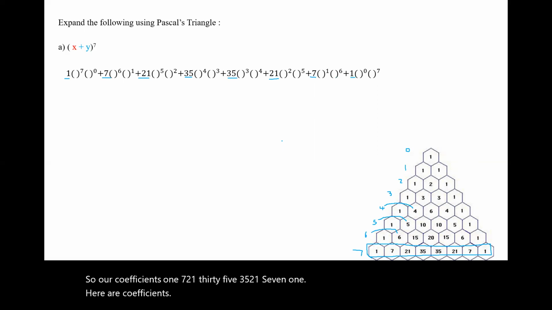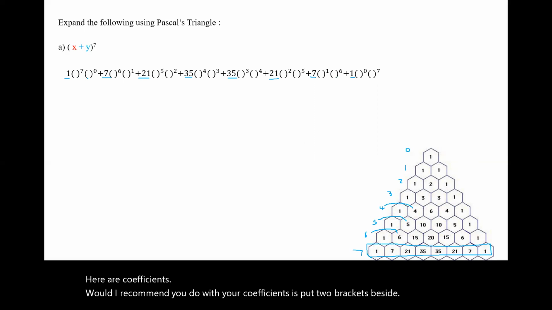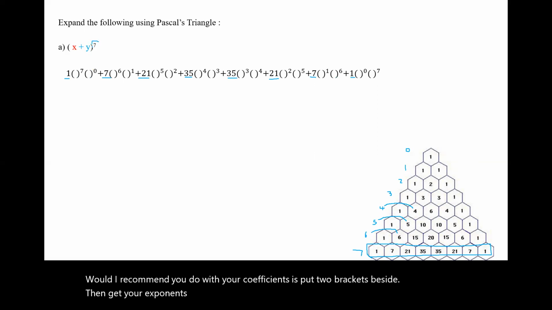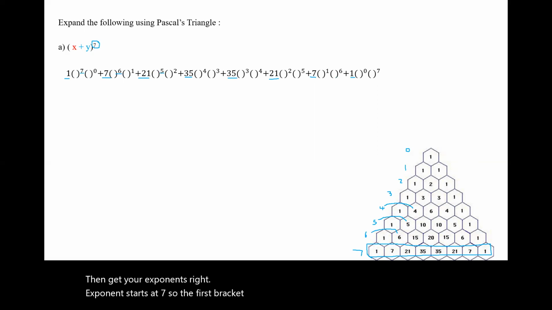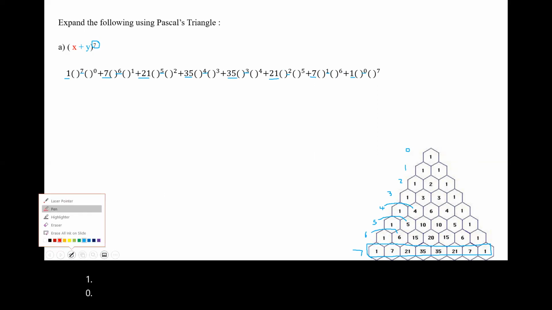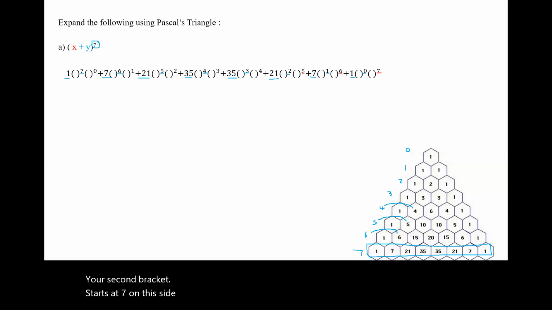What I recommend you do with your coefficients is put 2 brackets beside it. Then get your exponents right. Exponent starts at 7. So the first bracket, 7, 6, 5, 4, 3, 2, 1, 0. Your second bracket starts at 7 on this side, 7, 6, 5, 4, 3, 2, 1, 0.